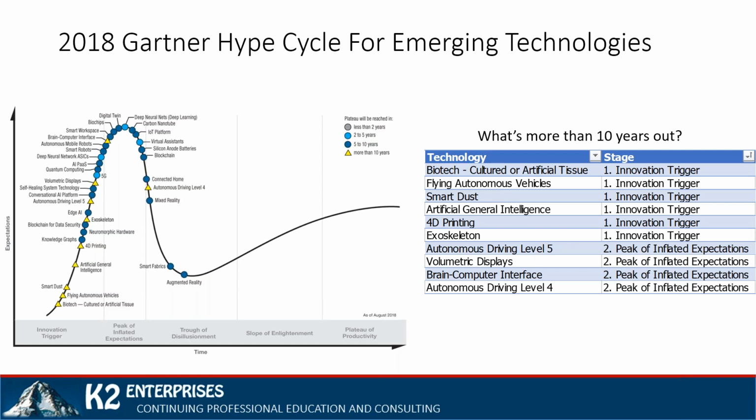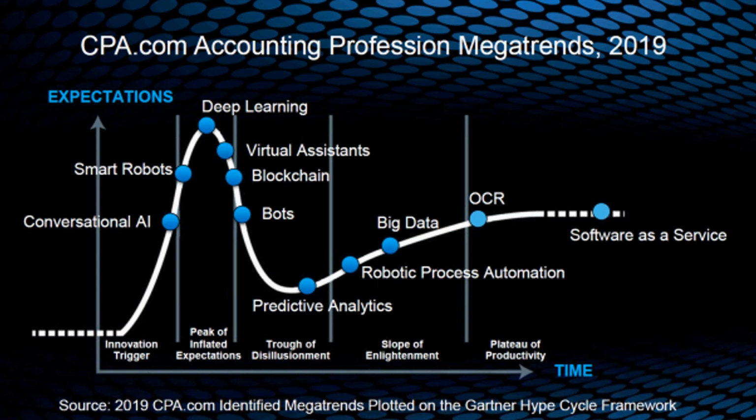Now, I actually worked with Randy Johnston and Casey Johnson at AICPA on the CPA.com accounting profession megatrends. This was Casey's idea. They went through here and she used the same framework as the Gartner hype cycle and then put some of the technologies affecting accounting on top of that. And I think that's an instructive tool there.